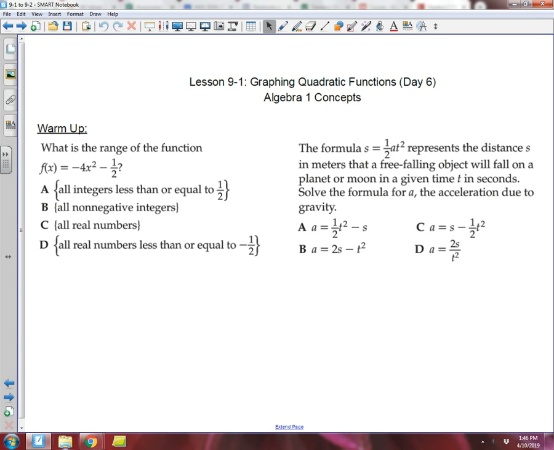Okay, folks, so we're going to start with this first warm-up here. It says, what is the range? Now, we know that range means what? The y's, okay? And if I'm looking at a graph, then I can very easily tell the range. So, does everybody see the function there? Go ahead, get it in front of you, please, so we can take a look at what the range is.